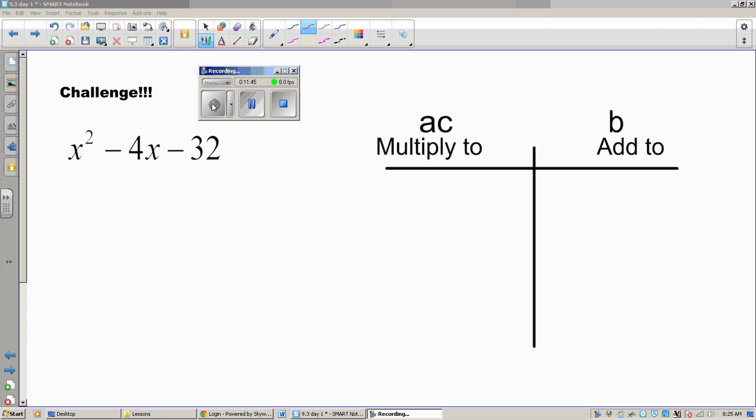Jared, what are we multiplying to here? We're going to multiply to 1 and negative 32. Okay, good. And what does 1 times negative 32 equal? Negative 32. Okay, so we're multiplying to negative 32. What are we adding to here, Jared? Negative 4. Good. So what then multiplies to negative 32 and adds to negative 4? Negative 8 and positive 4.